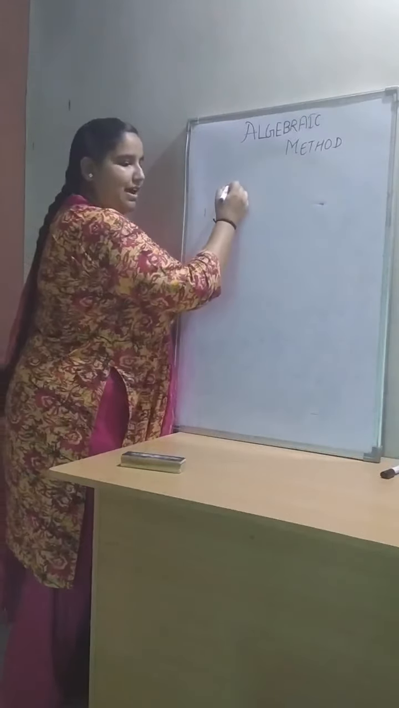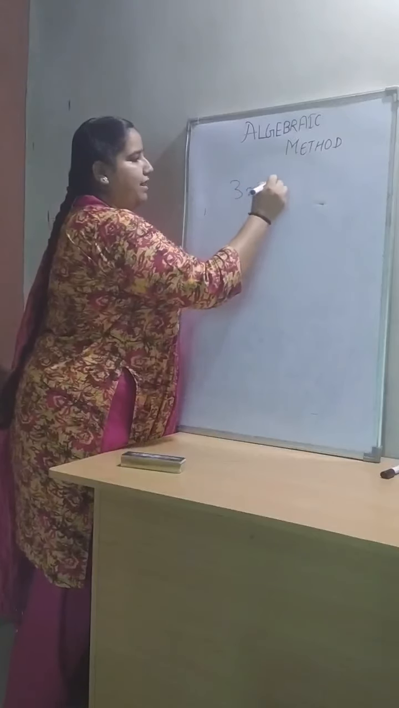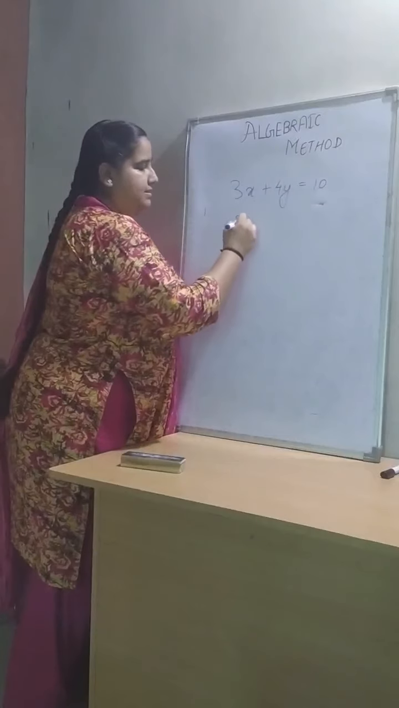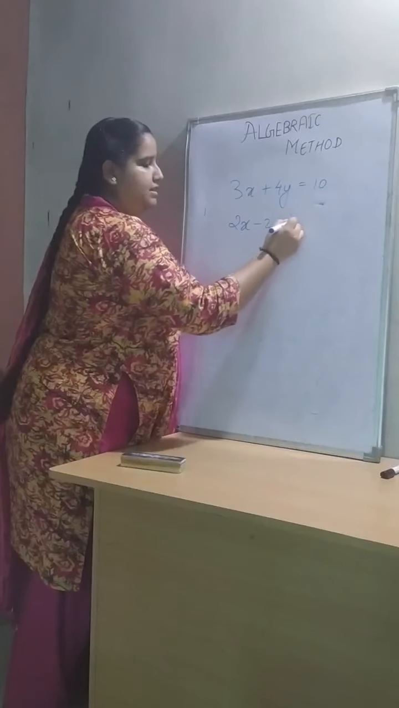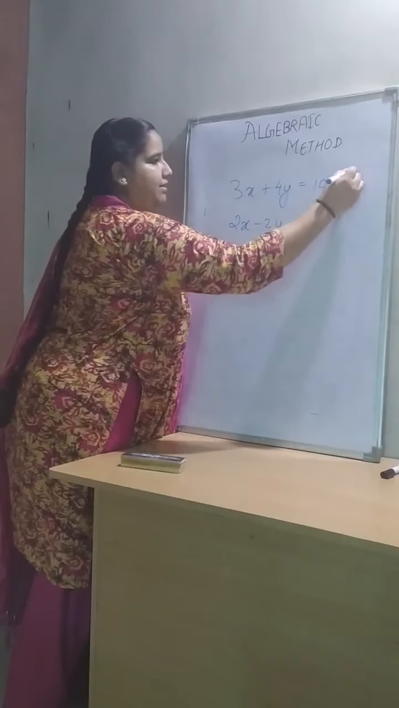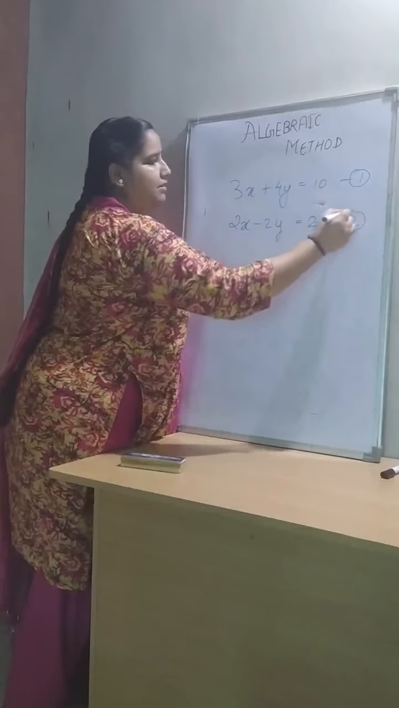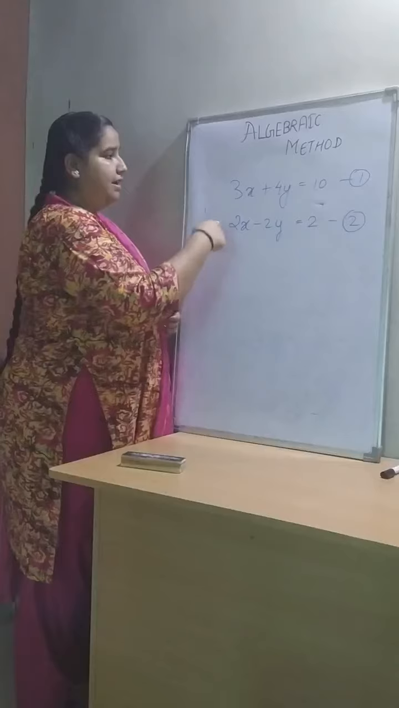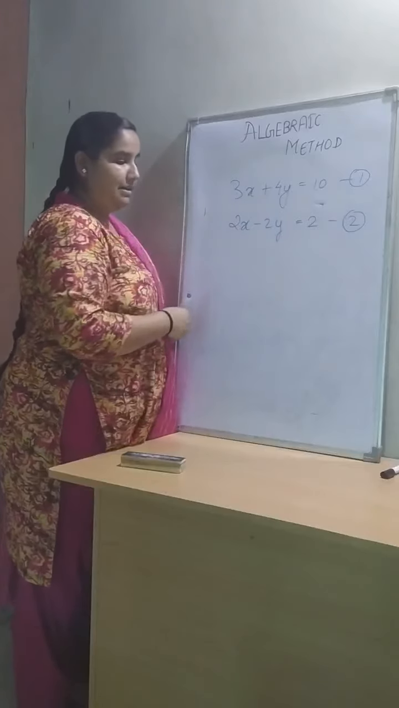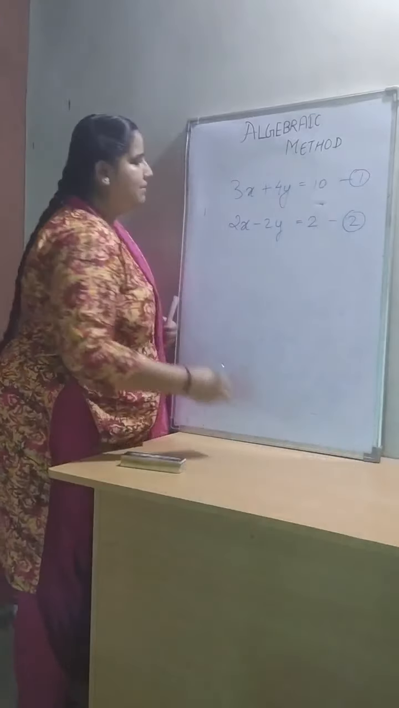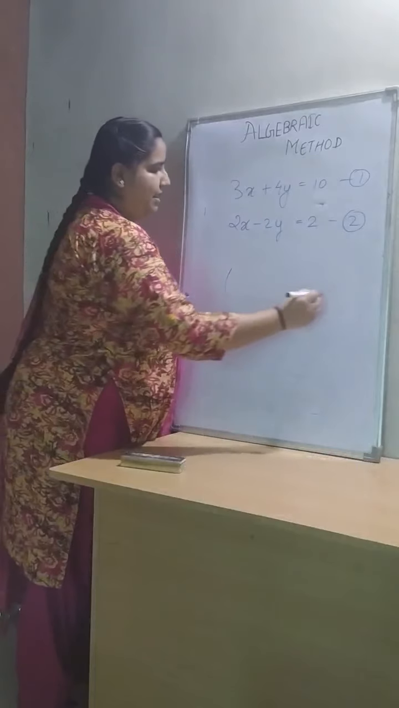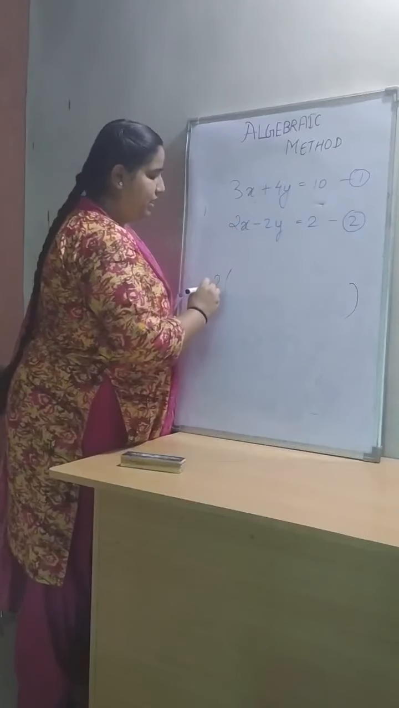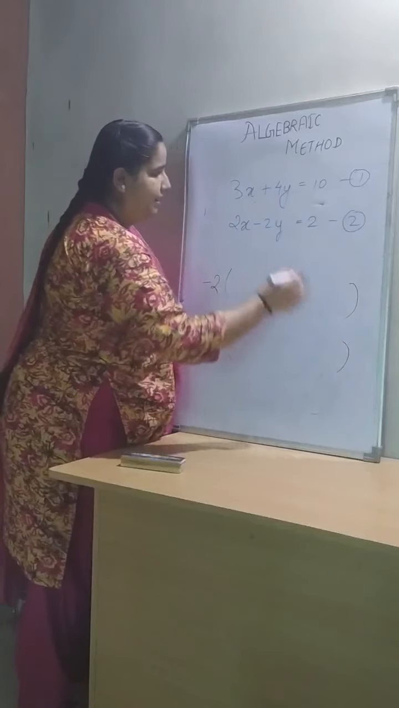For example, we have the equation 3x plus 4y is equal to 10 and 2x minus 2y is equal to 2. In this particular solution we have made the coefficient of x similar. If I want to make the coefficient of y similar, I will multiply equation number 1 by minus 2 and equation number 2 by plus 4.